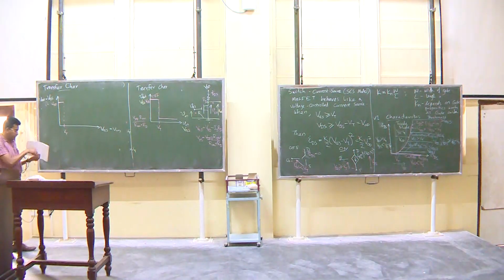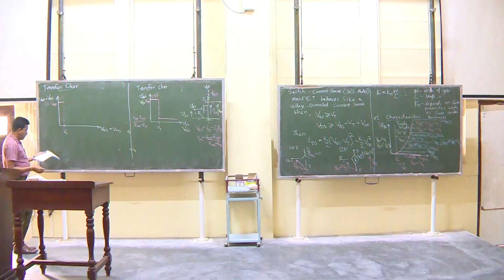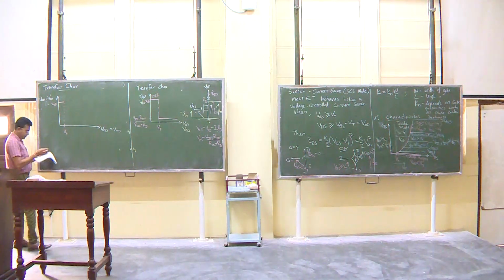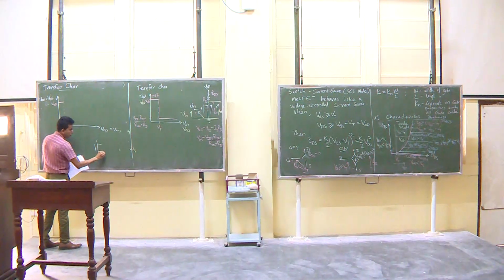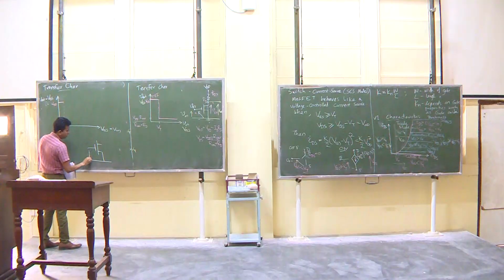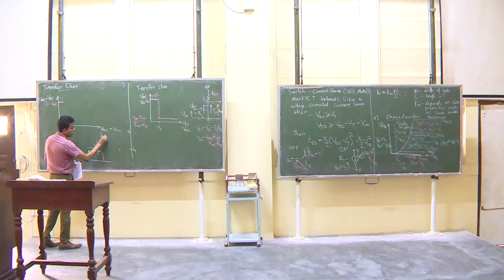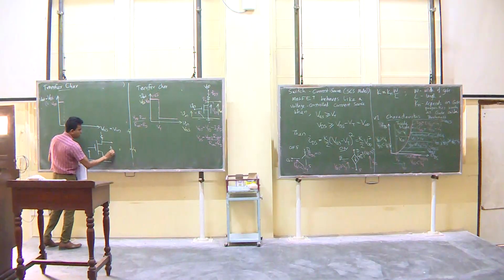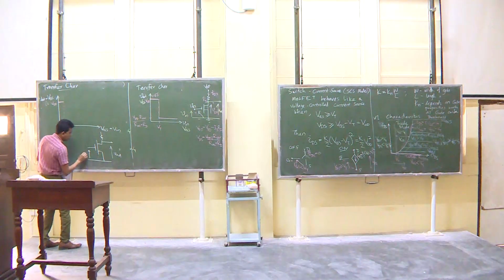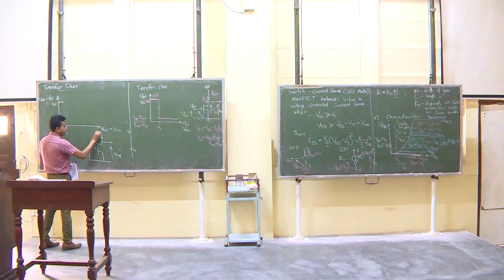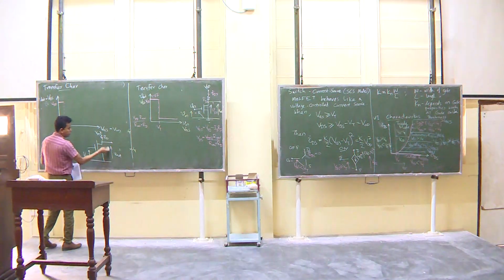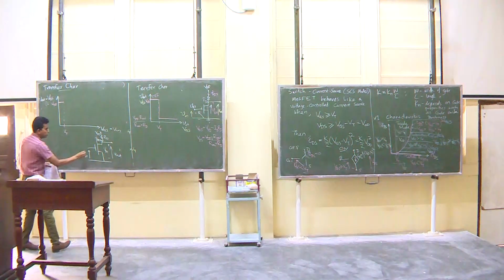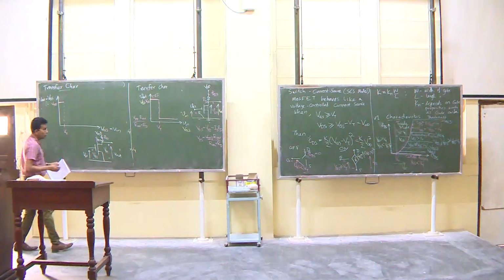So, to obtain that, we have the transistor like this. V out, V in. So, what we are interested in is this IDS, this is VDS, this is VGS, like that.